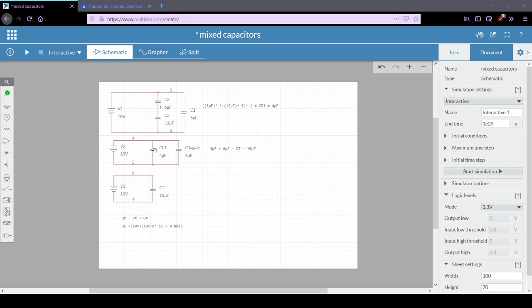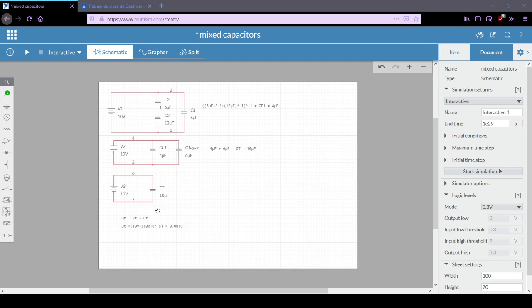And now we see that it will be easy for us to simplify these two as they are in parallel. For this we just have to add them together. So our total capacitance will be equal to 10 microfarads, by adding 4 and 6.